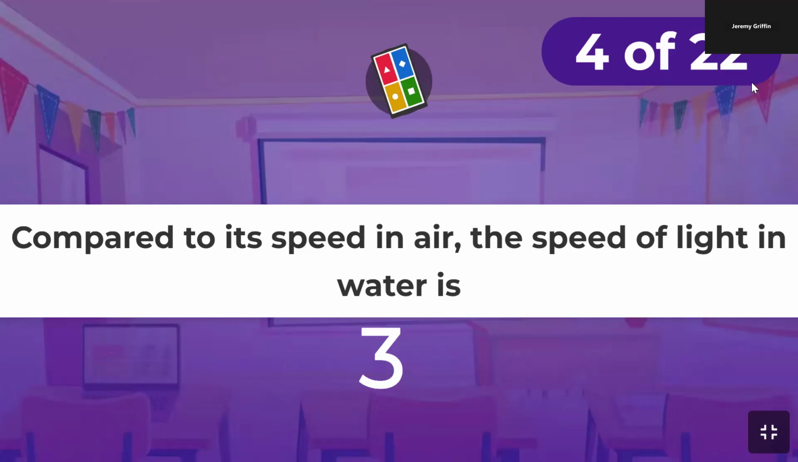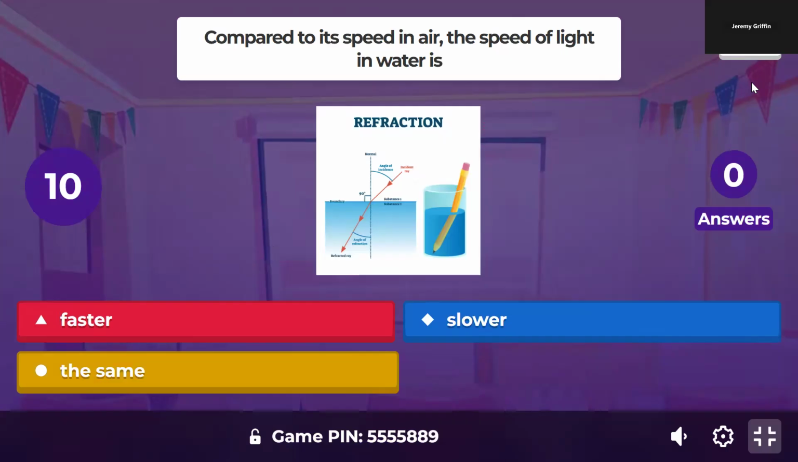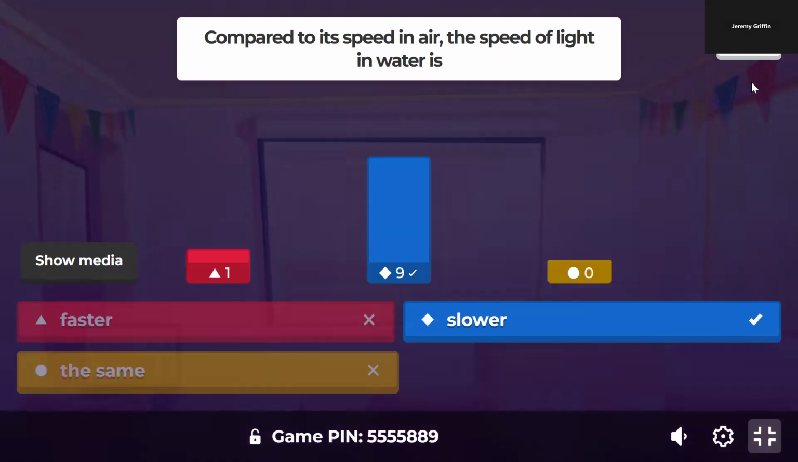Netanyahu. Compared to speed in air, speed of light in water is what? Yeah, slower. And how much it slows down might be called the index of refraction. You guys remember index of refraction is the ratio of speed of light in a vacuum compared to speed of light inside that material. For water, I think it's like 1.33. So you could say the speed of light slows down about 33%, something kind of like that.